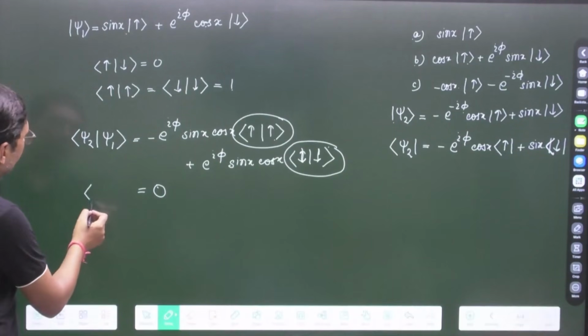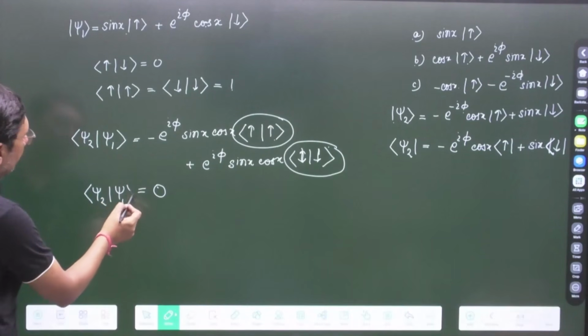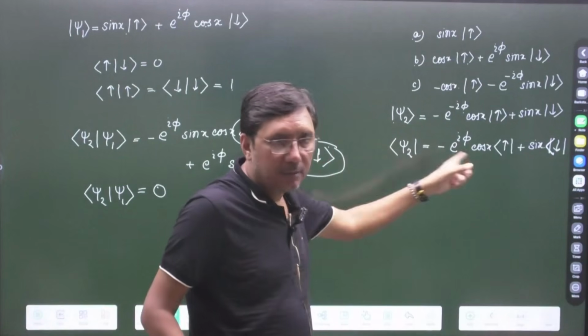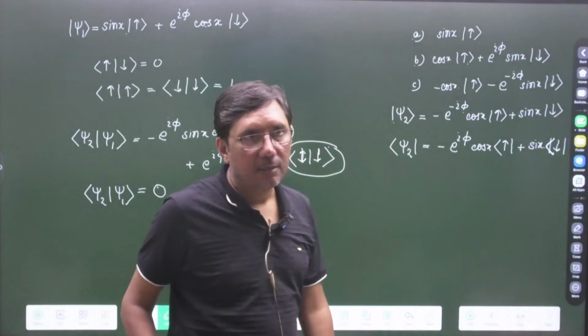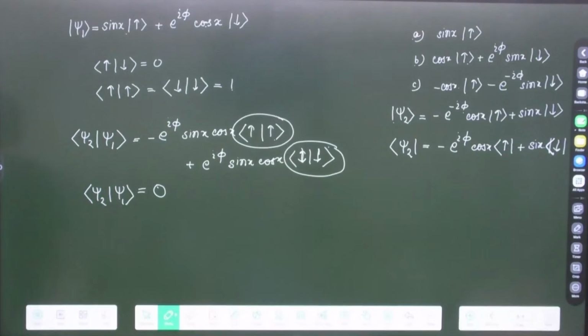So psi 2 over psi 1 is 0. So this state psi 1 and this option D, they are orthogonal to each other. So option D was correct. Next question.